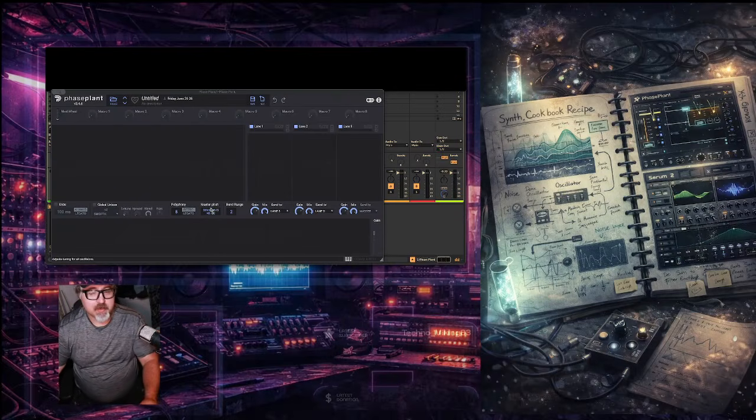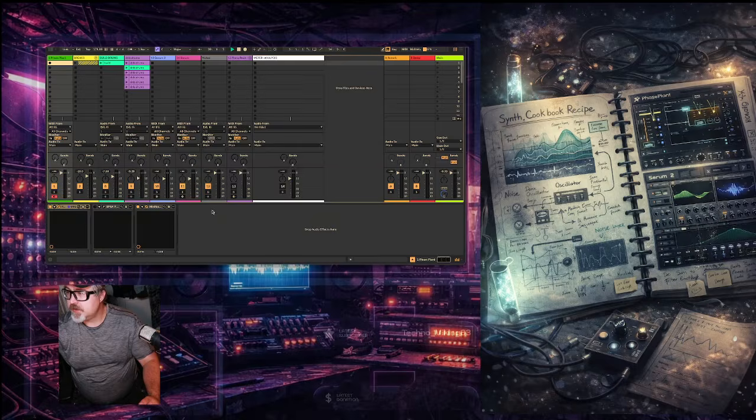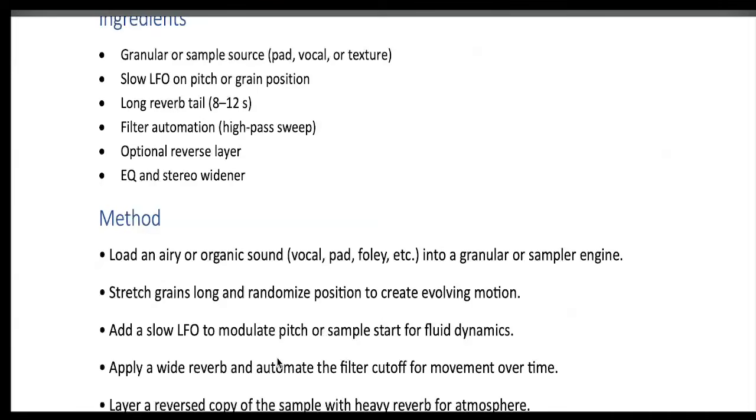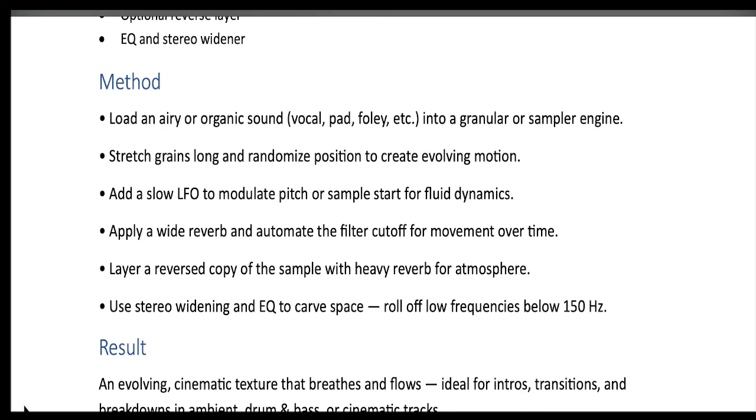Today we are working on the Synth Cookbook patches. Our recipe today is recipe number 1, granular atmosphere wash. So we've got our ingredients, our method, and our result. We should end up with an evolving cinematic texture that breathes and flows, ideal for intros, transitions, and breakdowns in ambient drum and bass or cinematic tracks.